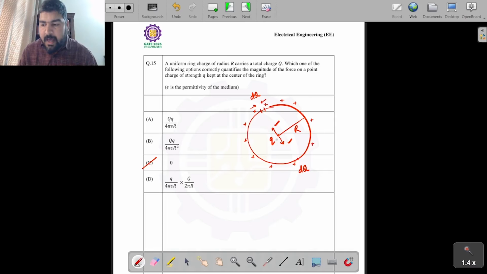So with this reasoning I can say that because of this total charge distributed on this ring, the net force on this small test charge q will be 0. Okay, so it's a basic simple reasoning, and on the basis of this reasoning you can say that the net force on this small charge will be 0.